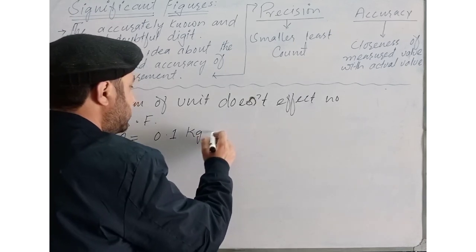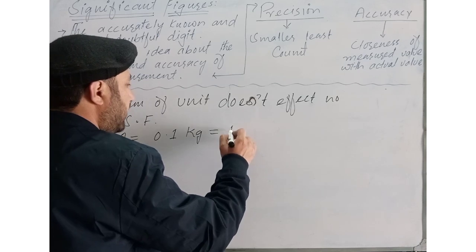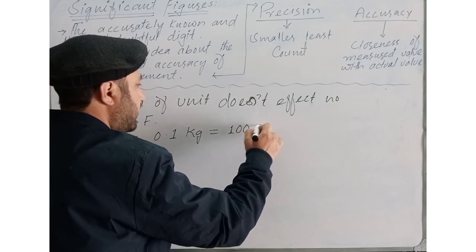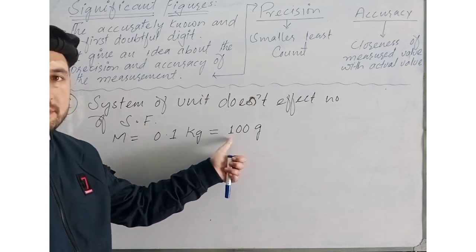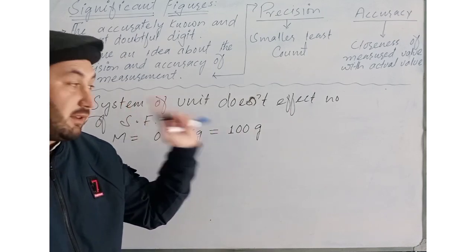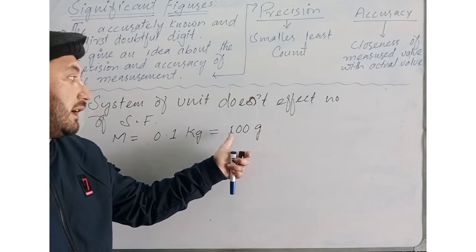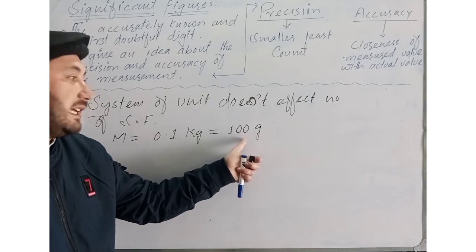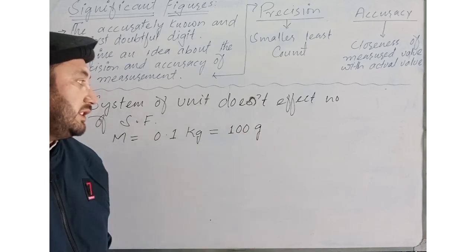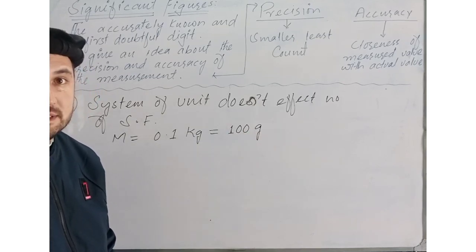We can also write this value as 100 gram, right? Again, here we will be having only one significant figure, as we discussed in our last case, that any zero having no decimal point, which is trailing a non-zero digit, is considered as non-significant.